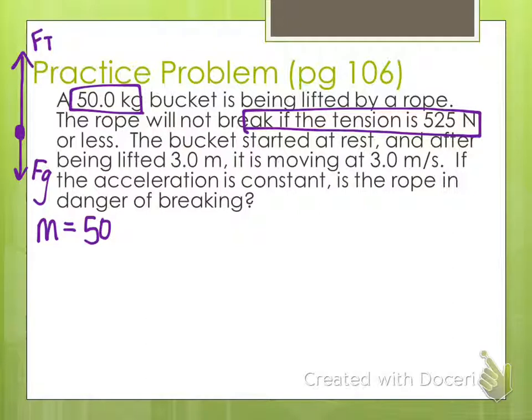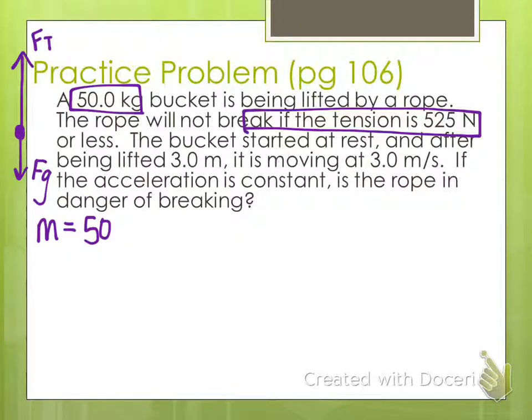If it's below the amount of tension that this rope can withstand, it's not going to be in danger of breaking. If our tension force is higher than 525 newtons, then we're going to have to be careful. The rope's going to be in danger of breaking. So we're going to use that 525 as a comparison. That's not going to equal our force of tension. It's going to be a comparison number.